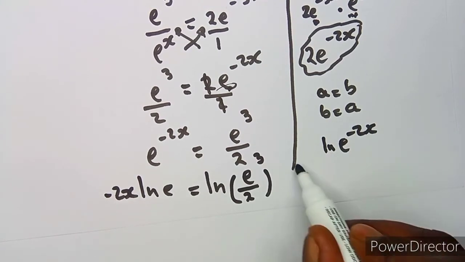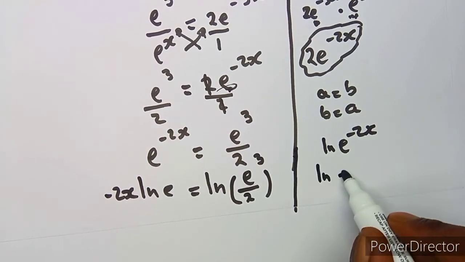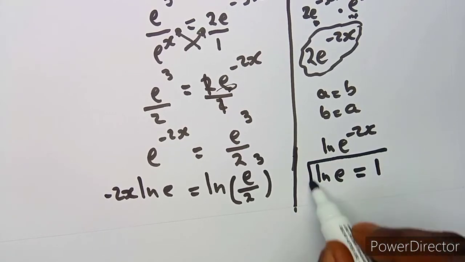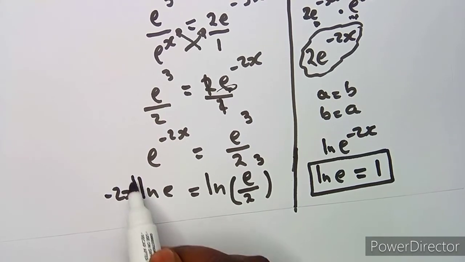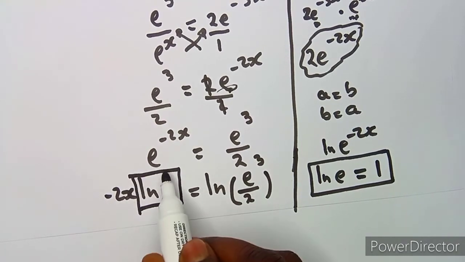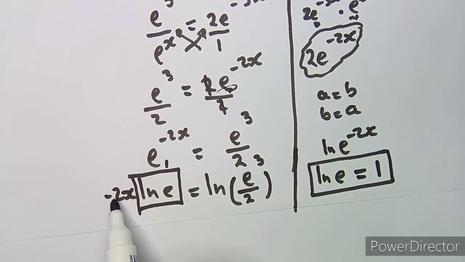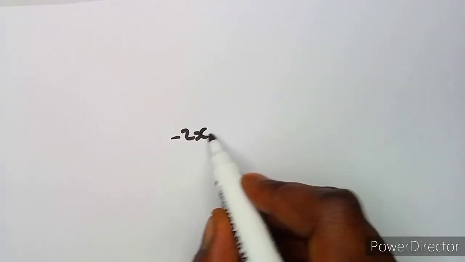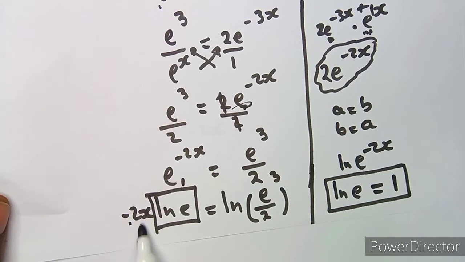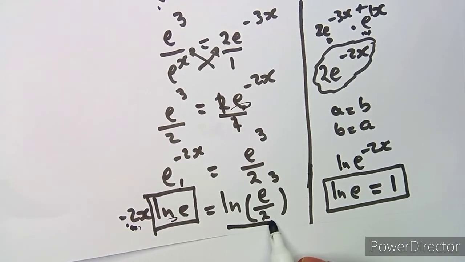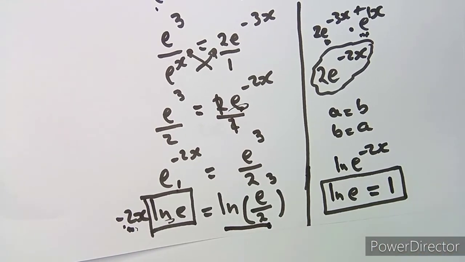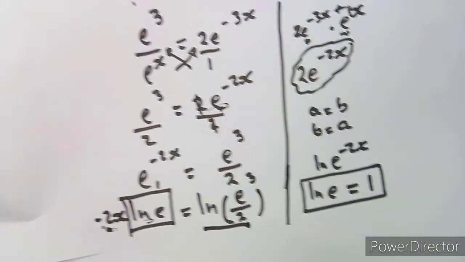And we know that ln e is equivalent to 1. If you don't know this, then this is the right time for you to know that ln e is equivalent to 1. So you now have minus 2x times 1, which is simply minus 2x, which is equivalent to this part. Also, you can simplify this part at once, or you can just leave it like that and divide by minus 2.